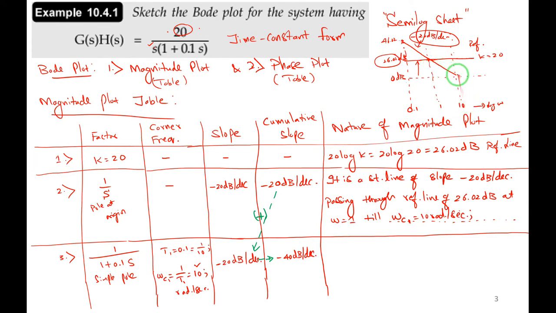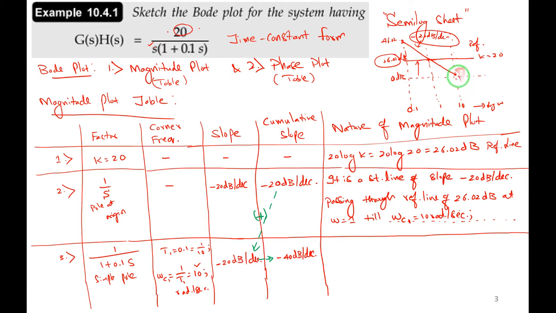This is 10 radians per second. The slope should continue because it is a straight line of slope minus 20 dB per decade passing through a reference line of 26 dB at omega equal to 1. Yes, it is passing through omega equal to 1 till the corner frequency, 10 radians per second. This slope continues till here.